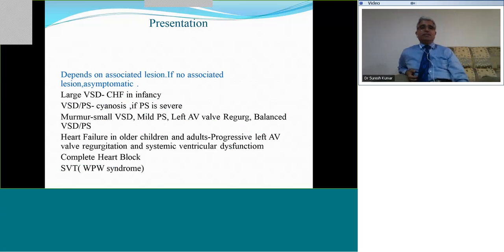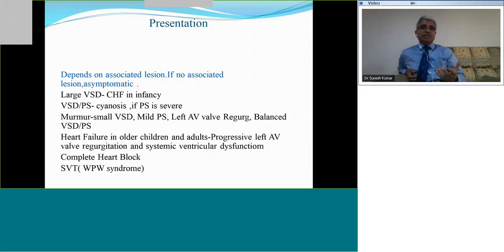If you look at the clinical presentation, it depends on the associated lesion. If there is no associated lesion, it's going to be like a normal baby and there wouldn't be any symptoms. But if there is a large VSD, you can expect cardiac failure in infancy, just like in VSD in the normal segmental anatomy. And if there is a VSD PS, you could get cyanosis depending on the severity of PS. And you could get a murmur very frequently.